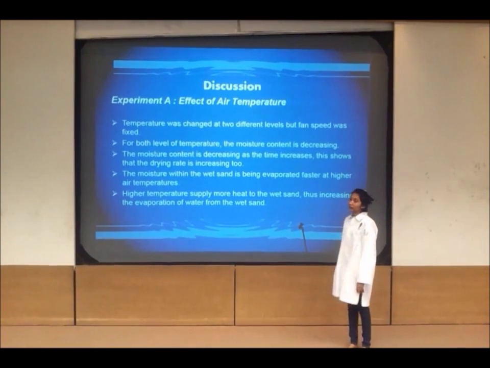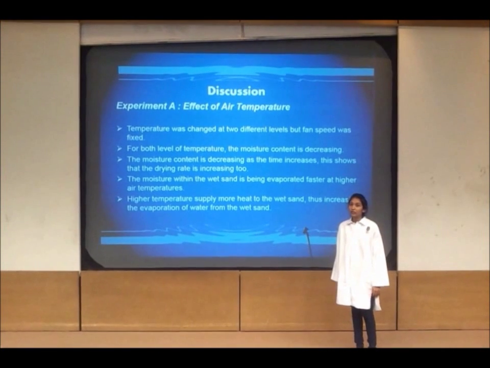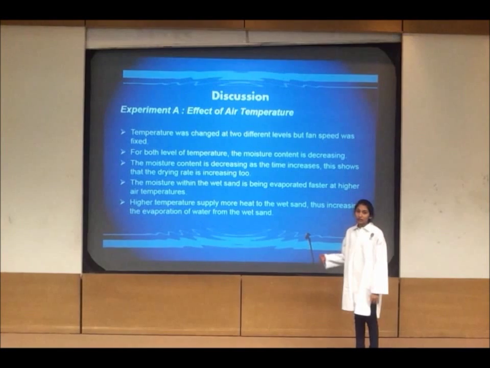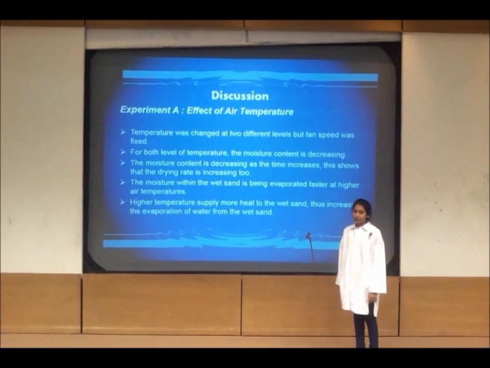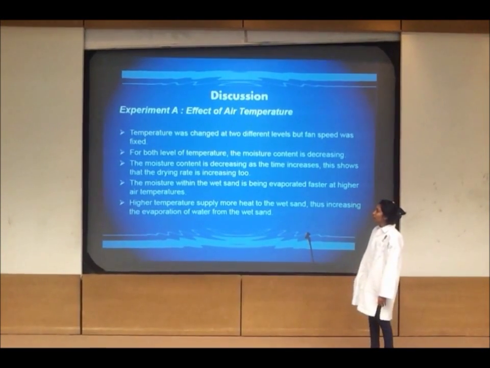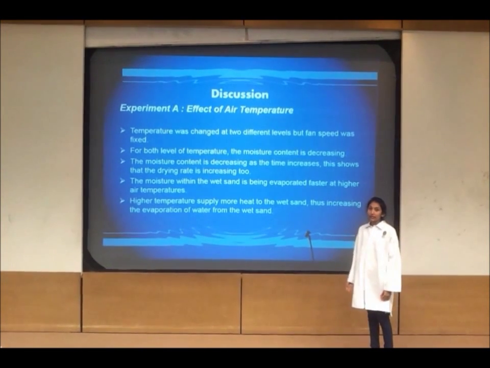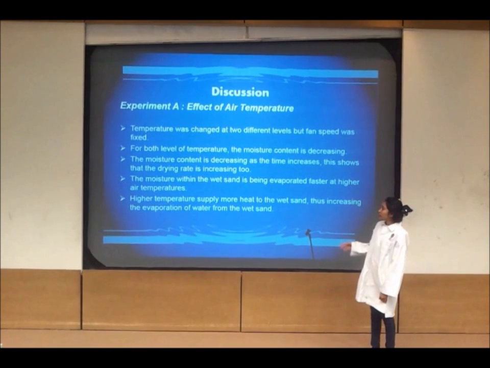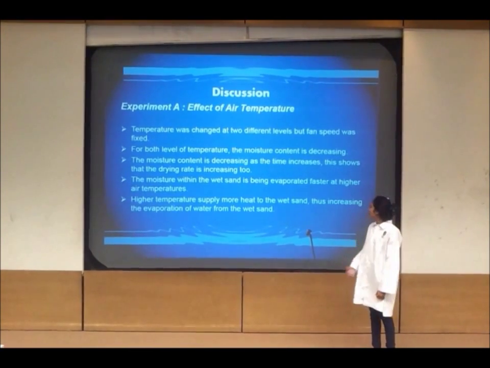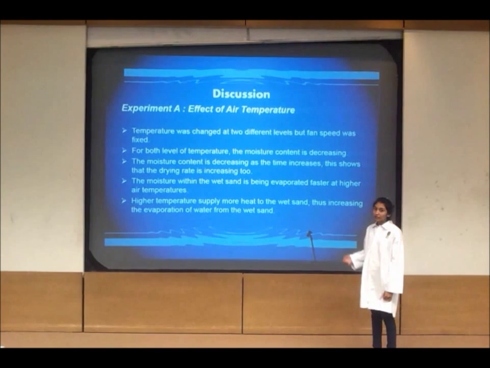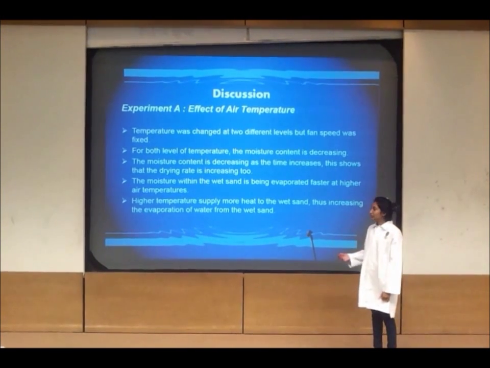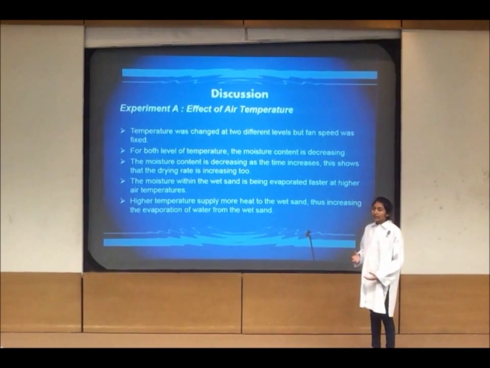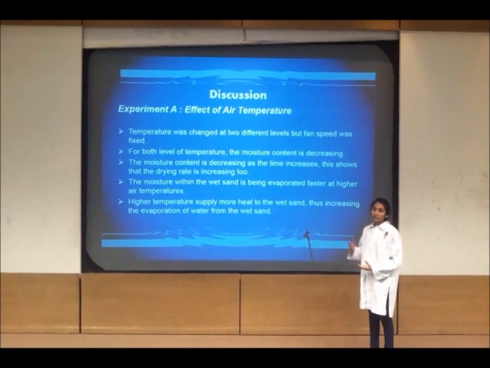So you can see here the temperature was changed to 2 different values, but the air velocity was kept constant. For both temperatures, we can notice there is a change in the weight of the sand. The moisture content is decreasing as time increases, therefore the rate of drying increases too. The moisture within the wet sand is being evaporated faster at a higher air temperature, therefore the drying rate will be faster. Higher temperature supplies more heat to the wet sand, therefore increasing the evaporation rate from the sand.